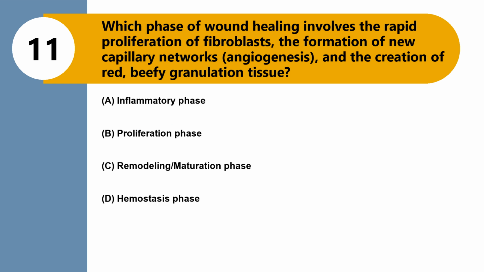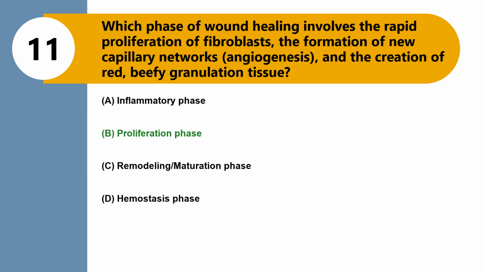Question 11. Which phase of wound healing involves the rapid proliferation of fibroblasts, the formation of new capillary networks, angiogenesis, and the creation of red, beefy granulation tissue? Option A, inflammatory phase. Option B, proliferation phase. Option C, remodeling/maturation phase. Option D, hemostasis phase.